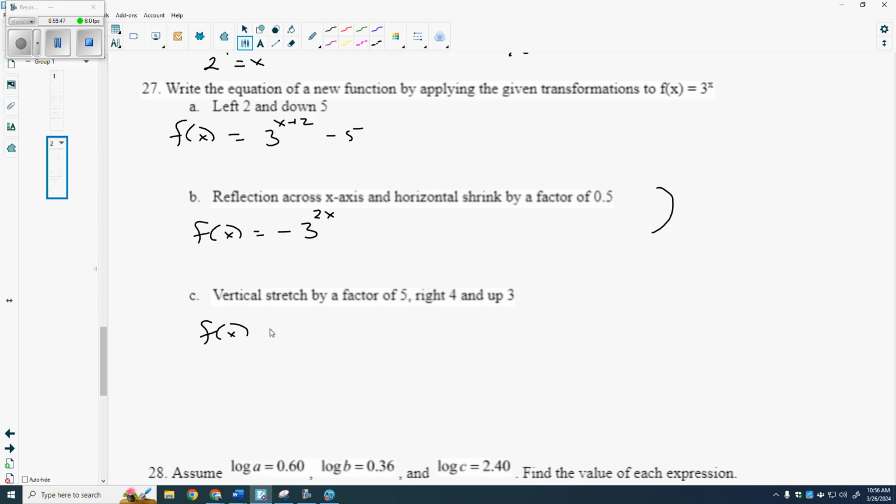Vertical stretch by a factor of 5. So that's going to be outside, 5 times. Right makes it go x minus, and up makes it a plus. Okay, hopefully that wasn't too bad.